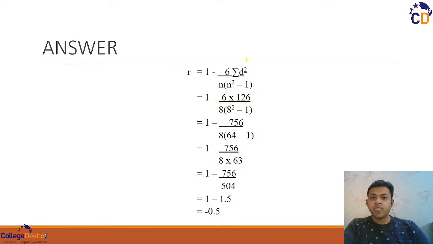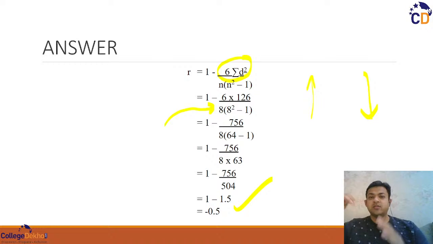So if you remember, summation d square was 126. We multiply 6 with that. 6 is a part of the formula. Number of data provided to us is 8. Number of paired values is 8. So my formula is 1 negative 6 times 126 divided by 8 times 8 square negative 1. Simplifying which we get negative 0.5. This means the variables are negatively correlated. So they do not agree with each other. The judge A and judge B are not agreeing to each other. They are pointing in different directions.